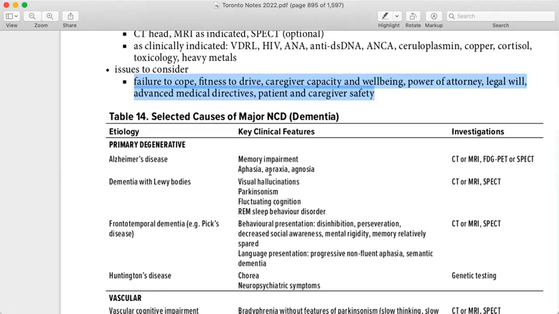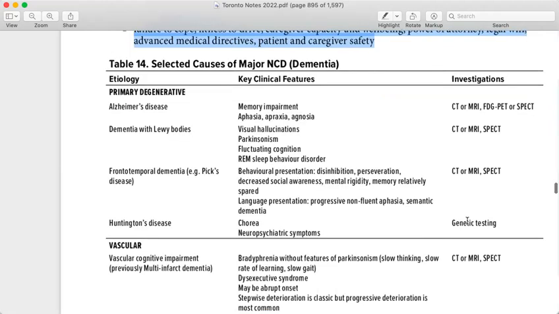The age factor is important to make the diagnosis of Alzheimer. In Lewy bodies, the visual hallucination is more important than anything else. In frontotemporal, the behavior disturbance is more: "My husband is not behaving the way he was behaving before." In Huntington, there is chorea. In these ones we are going to start with CT-MRI, but in Huntington you go with genetic testing.